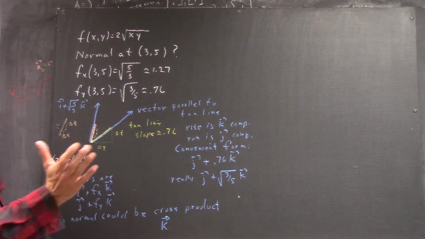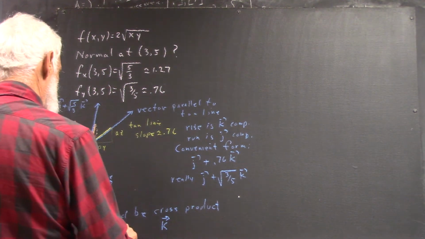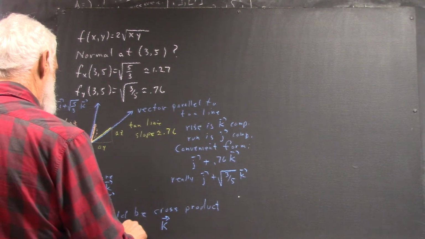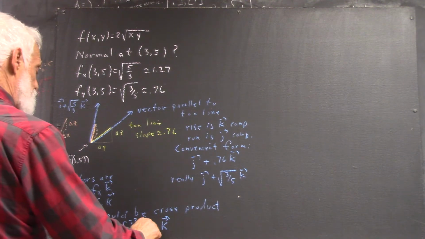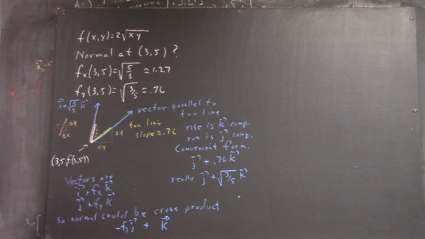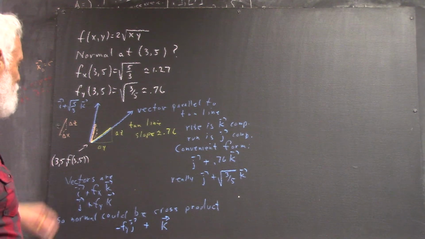Anyhow, i cross k. i cross k is negative j, right? So we're going to get a negative fy j, and j cross k is i. Wait a minute. Okay. j cross k is i, i cross k is negative j. That violates all kinds of things. Should have used a determinant. What's the matter with you? Okay. What are you trying to do now? k cross k. Never mind.